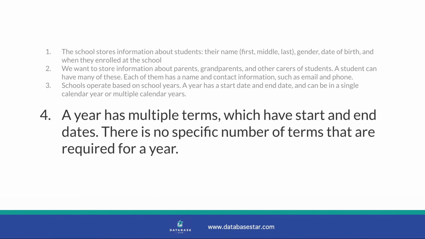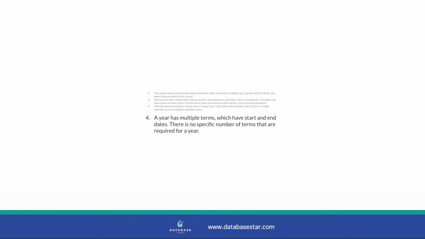The next requirement is about terms. A year has multiple terms which have dates, and there's no specific number per year. This means a year could have 2 terms or semesters, or 3 terms, or 4, or any other number.